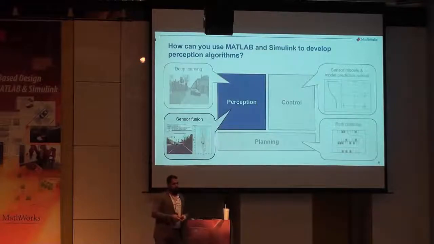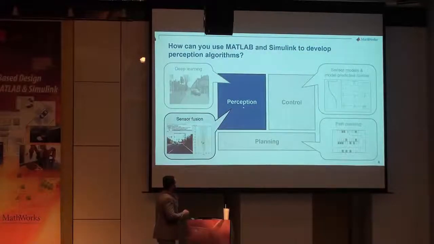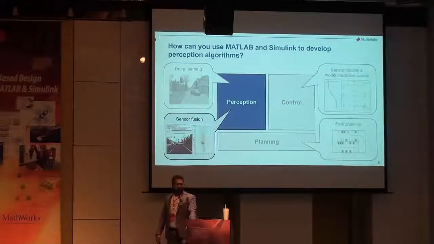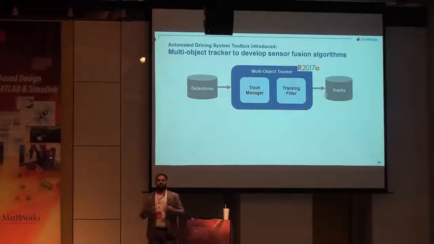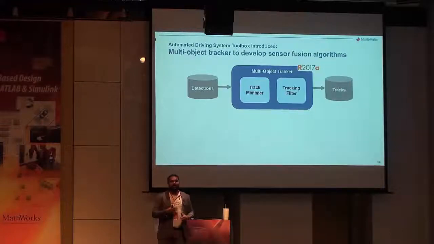All right. So we covered a little bit about the deep learning part of perception. Now, let's talk more about the sensor fusion part of perception. So with our automated driving toolbox, we introduced a multi-object tracker. And this is important for developing sensor fusion algorithms. Now, there are multiple toolboxes that have sensor fusion algorithms, but this one is particularly useful for automated driving because it makes things simpler when you're talking about objects such as actors, such as cars or pedestrians or roads.